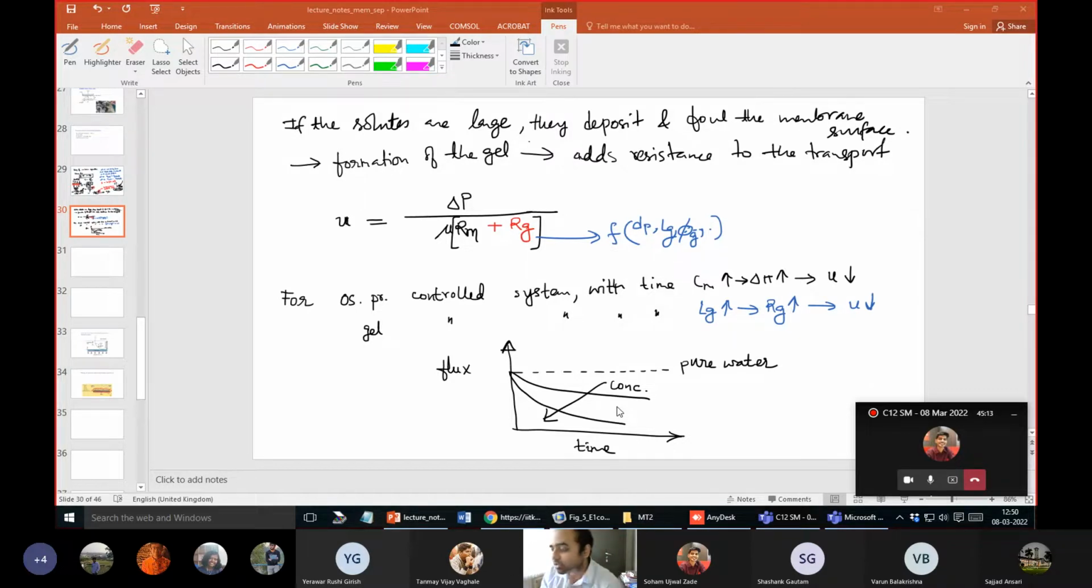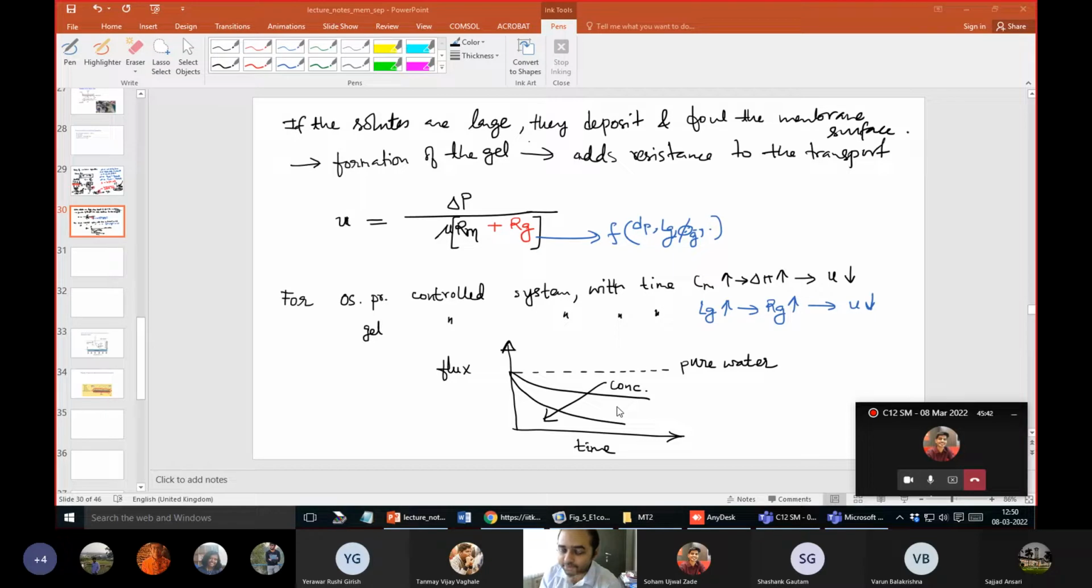Typically, most of these solutes or molecules are hydrophobic in nature, right? So if you increase the hydrophilicity of these membranes, it would attract the water molecules more compared to the solute molecules, or the preference of the solute molecules sitting over a hydrophilic surface would be less, and that would reduce the fouling.